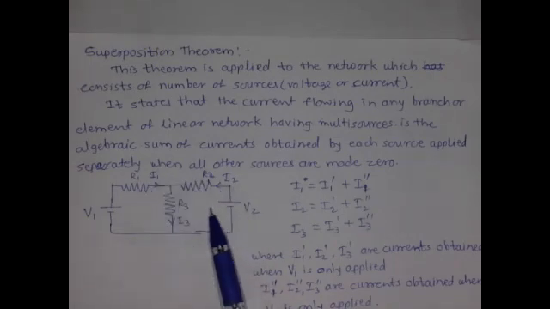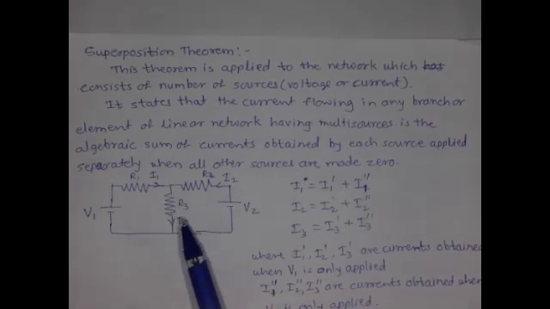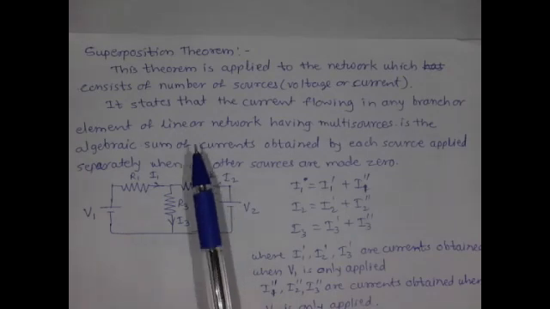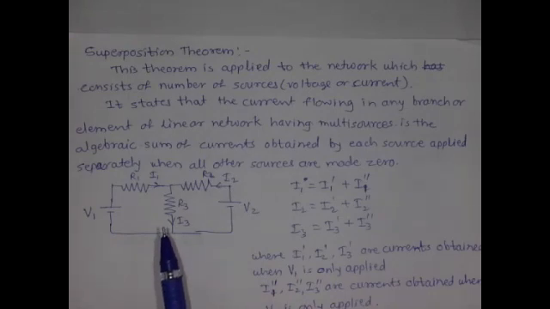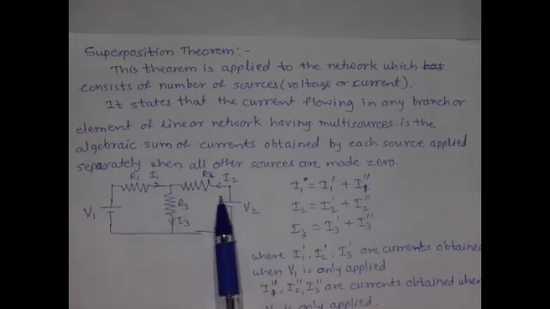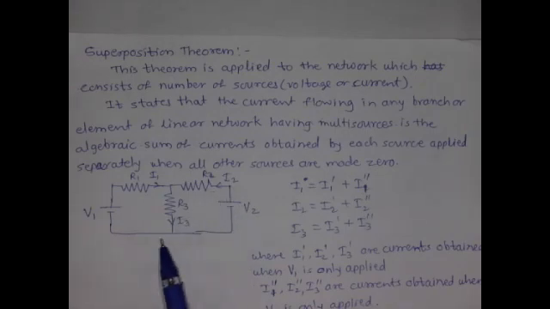Now for that case, what are the current components that we have to first find out through R1, R2 and R3, and by using this superposition theorem we have to find out the currents I1, I2, I3. Now the values of currents I1, I2, I3 can also be calculated by using Kirchhoff's voltage law. That we will also see with one example.